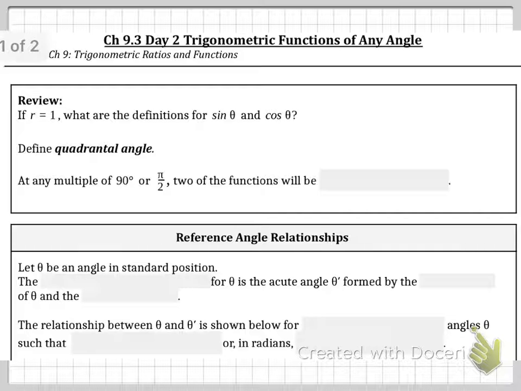Look at trig functions of any angle. So just as a review, what are the definitions for sine theta and cosine theta? Define a quadrantal angle, and then what happens at any multiple of 90 degrees or pi over 2. So pause it, see if you can fill this out on your own.